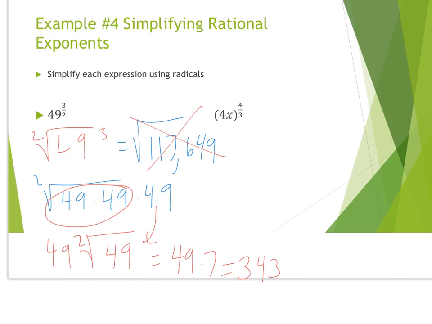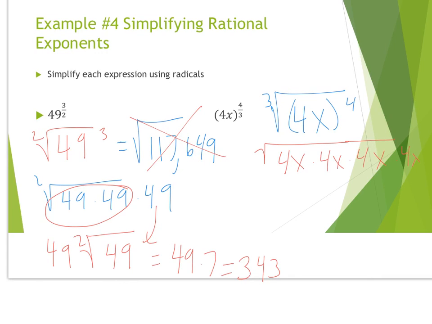Let's try another example with a variable. Rewrite as a radical. Power of 4, root of 3. What this means is we have 4x to the fourth, so 4x times 4x times 4x times 4x. And we have a cube root, so we're looking for groups of 3. Well, we have 3 4x's. We can take one out. And left inside is 4x.